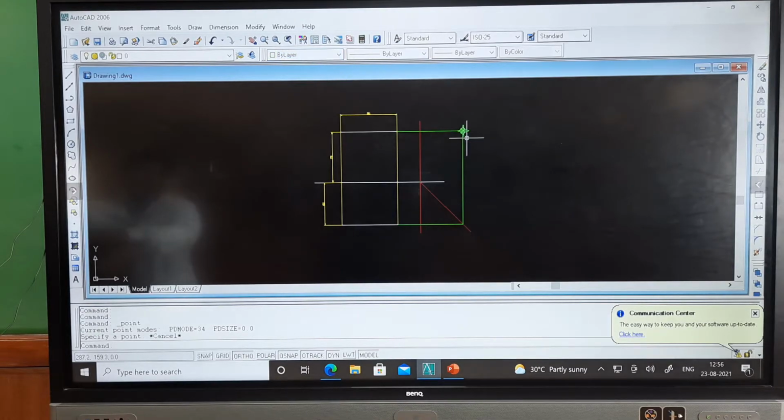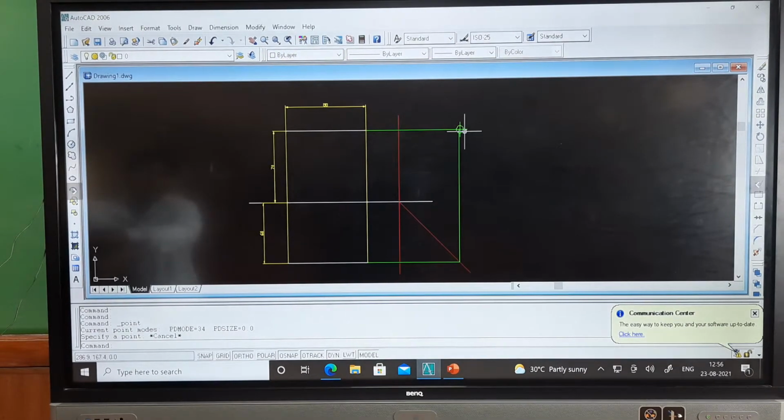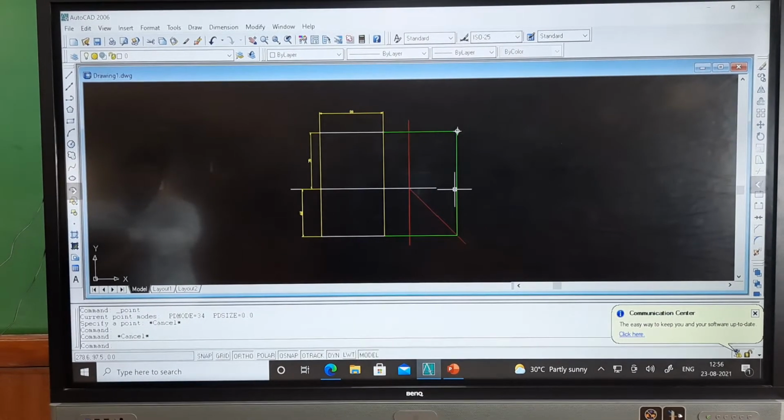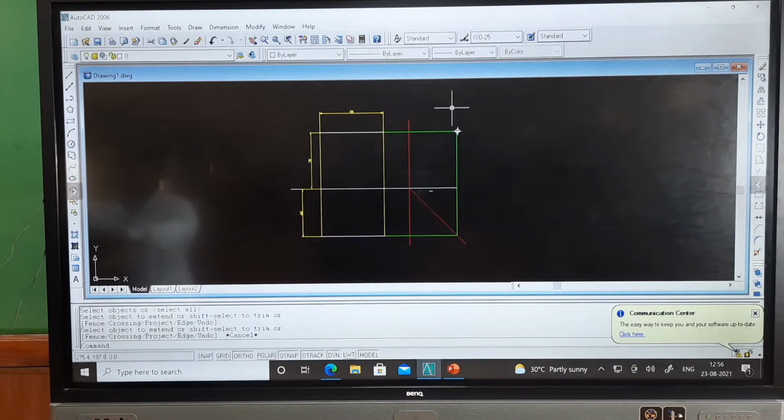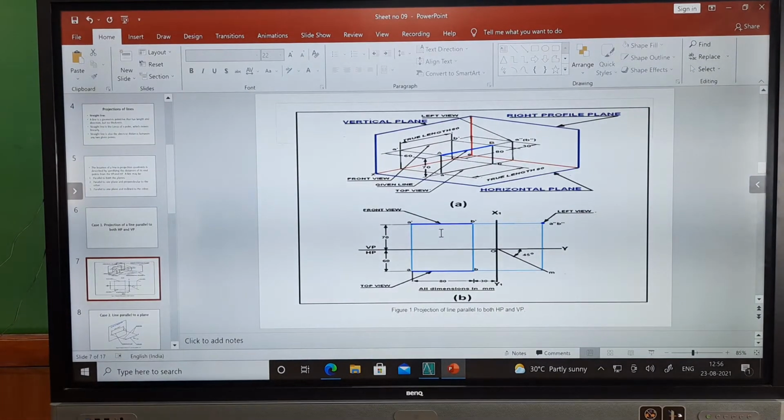If I view the object from the front view, it appears like this. If I view from the top view, it appears with the same true length. But when I view from the side view, that line appears like a dot, which I am representing here. So, this is about the problem when a line is parallel to both reference planes.